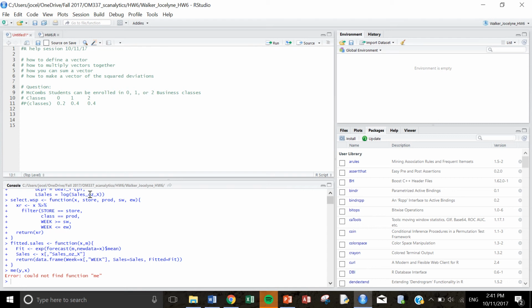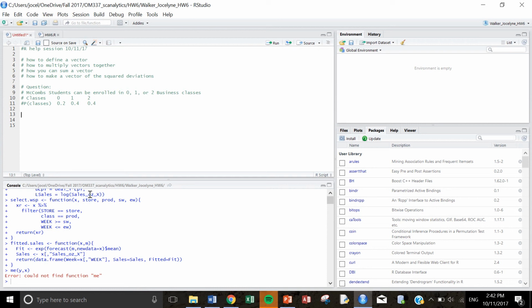So this is an example question that you might have, and it says McCombs students can be enrolled in either 0, 1, or 2 business classes. And the probability of them being enrolled in 0 is 0.2. The probability of them being enrolled in 1 is 0.4. The probability of them being enrolled in 2 is also 0.4. So we see all those probabilities add up to 1, so this is a good thing.